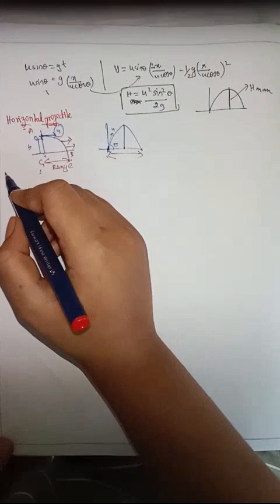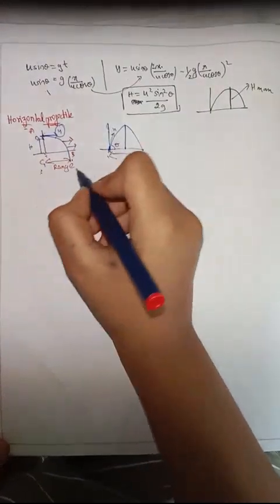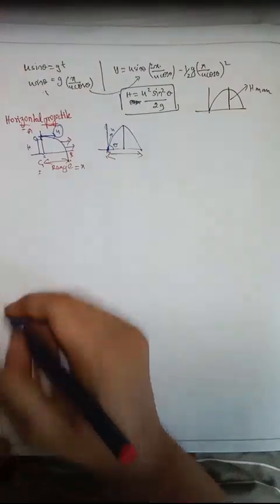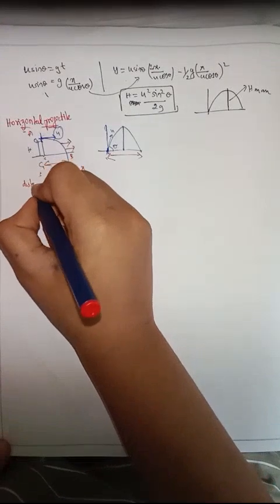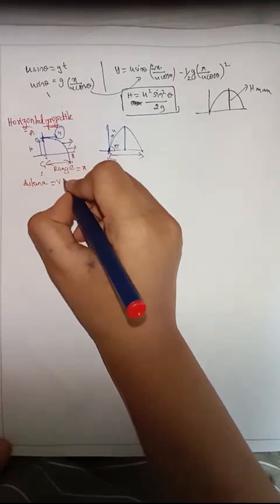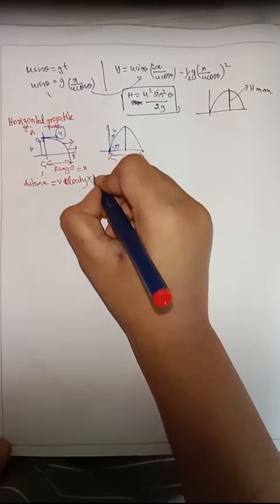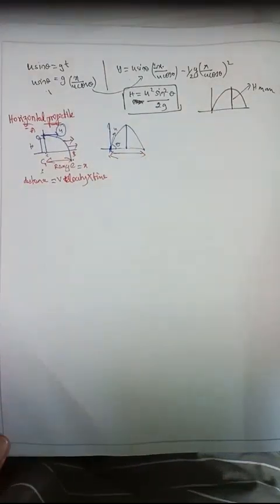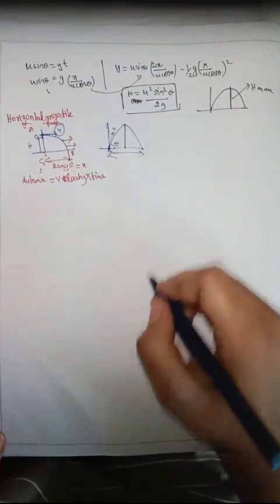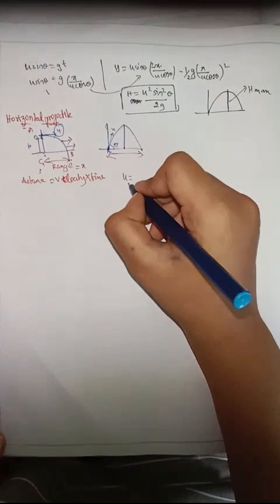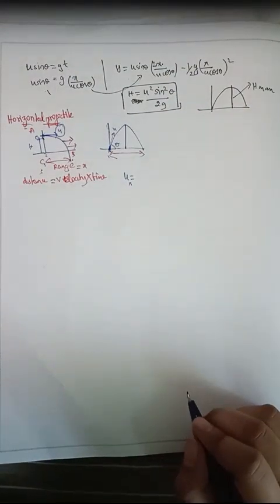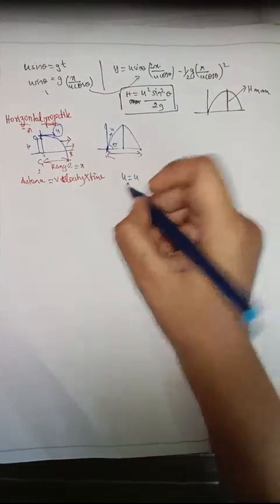As I said before, range is nothing but the horizontal distance. We can take it as x. Distance equals velocity into time. Since horizontal velocity remains constant, x equals u cos theta into t, and the horizontal component of the velocity remains constant. Let's take it as u.